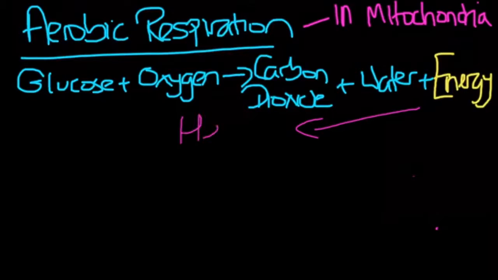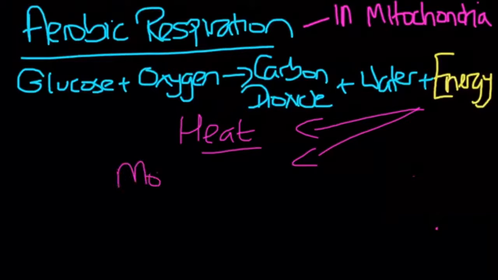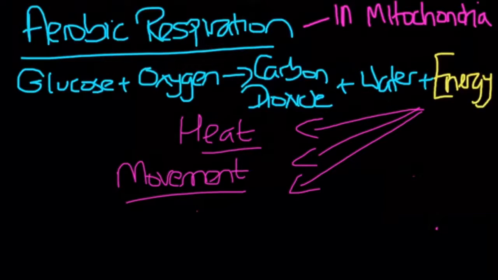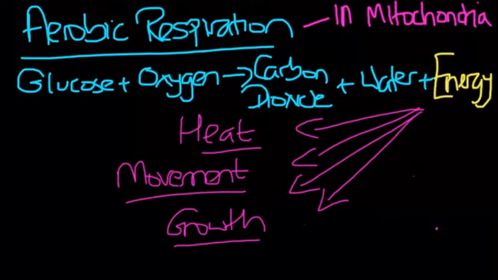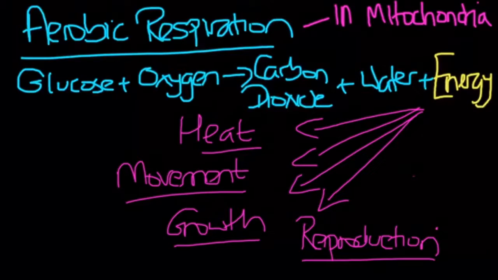Aerobic respiration takes place in the mitochondria of the cell. The energy released is used for heat energy to help maintain body temperature, for movement or kinetic energy, for growth, for reproduction, and for active uptake, which is moving materials from a low concentration to a high concentration against the concentration gradient.